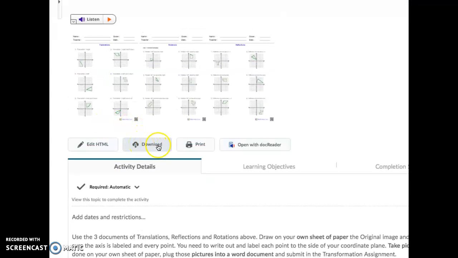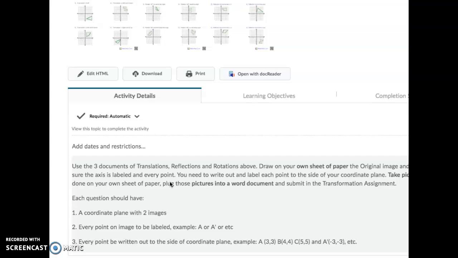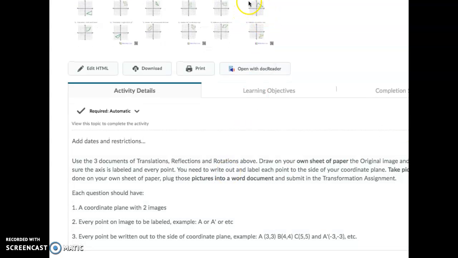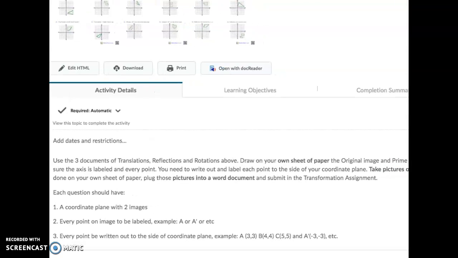Yes, so you would download these 3 documents so you can see it more clearly. The students will. And what I have them do is they will use these 3 documents, and there are about 6 questions per document. The first one's just translation, second one reflection, and then rotation, so they can just focus on those different ones.